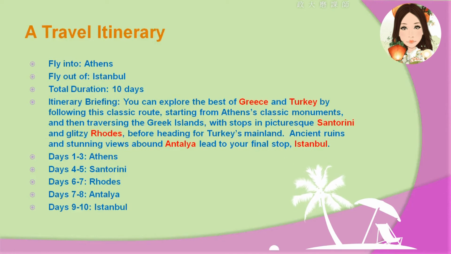Fly into Athens, fly out of Istanbul. Total duration is 10 days. Itinerary briefing. You can explore the best of Greece and Turkey by following this classic route, starting from Athens' classic monuments and then traversing the Greek islands with stops in picturesque Santorini and the glitzy Rhodes before heading for Turkey's mainland. Ancient ruins and stunning views around Antalya lead to your final stop, Istanbul. The names of places in this itinerary include Athens, Santorini, Rhodes, Antalya, and Istanbul.